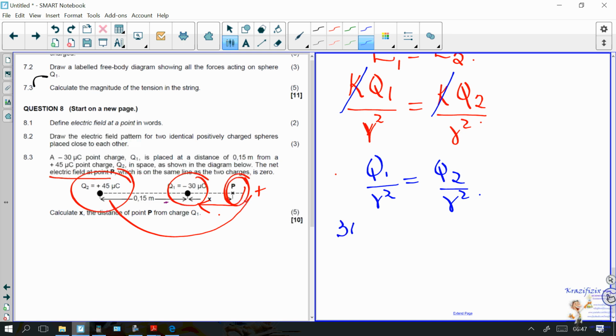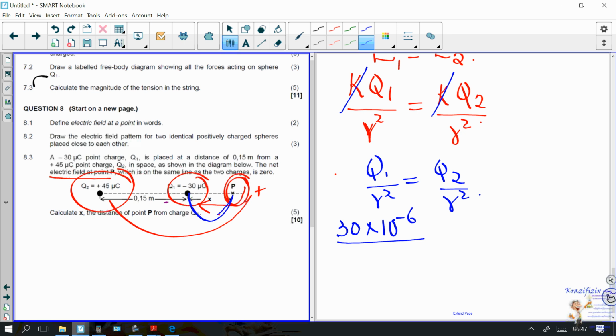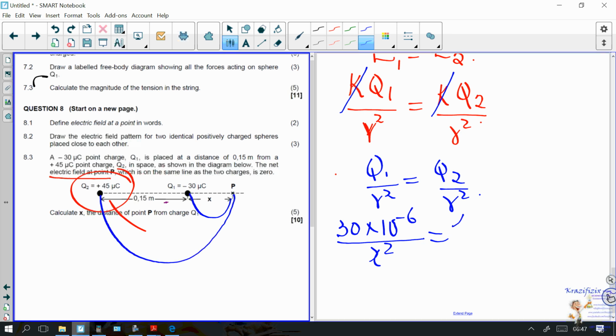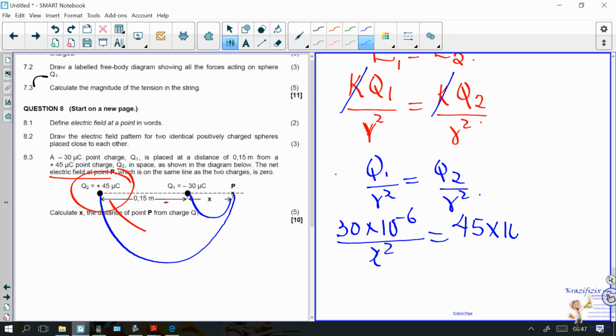What is my Q1? 30 times 10 to the power negative 6 over, now between Q1 and P, that's the distance. Dealing with Q1 and P, the distance is x, and it's squared there. What about between Q2 and P? What's my Q2? 45 times 10 to the power negative 6. And what's the distance? It is 0.15 plus x, and we square all that.